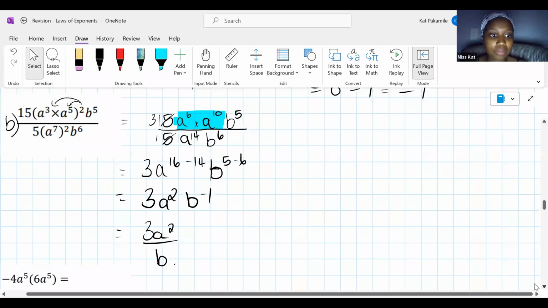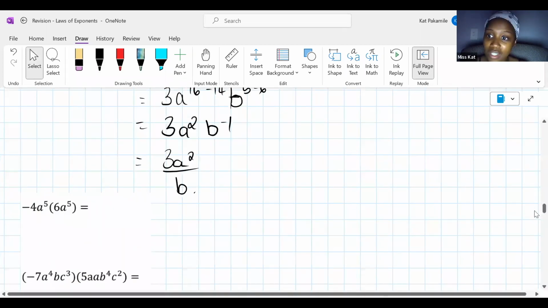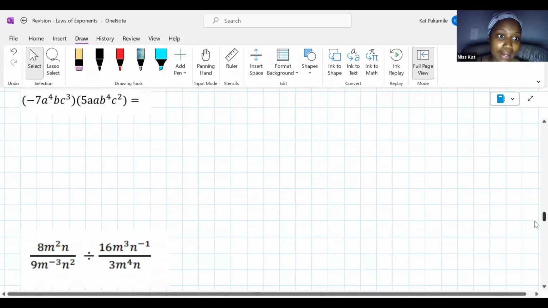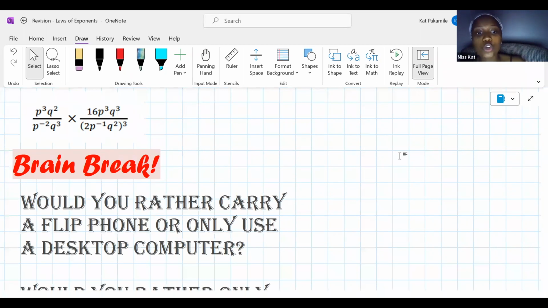Let's see what your question is going to say for the brain break. Let's see if my computer can cooperate and scroll faster than a snail. Here we go. Would you rather carry a flip phone? Have you seen those old ones? Do you know the Motorola ones? Not these new ones. Would you rather carry a flip phone or use a desktop computer? Like those big ones you can't walk around.